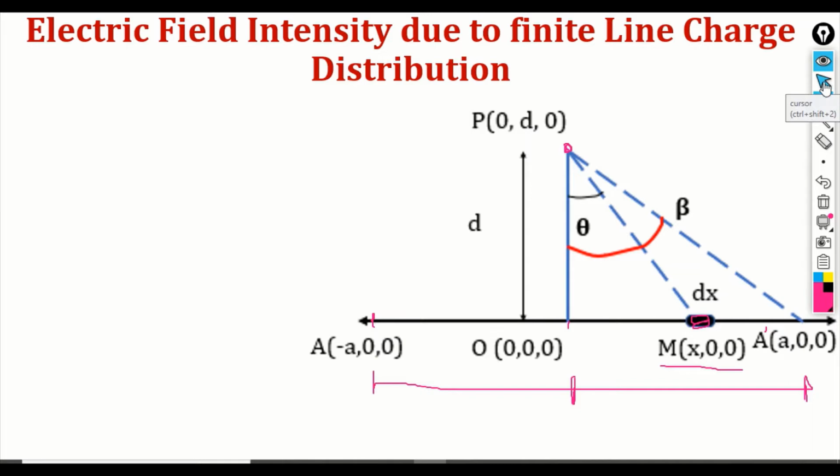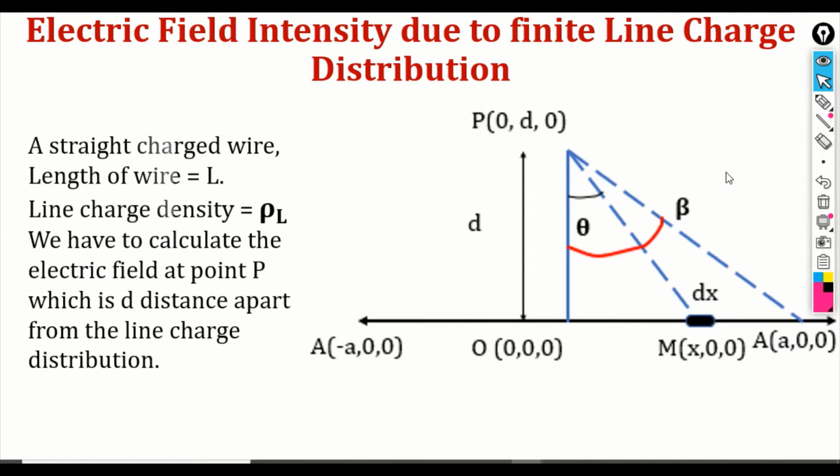So we are supposed to now calculate the electric field intensity which is experienced by a point P with coordinates (0, d, 0). As it is lying along the vertical axis, its x component and its z component will become equal to 0. So these are the assumptions. With these assumptions, now let us derive the expression. The straight charge wire total length we are considering is equal to L. We have to calculate the electric field intensity at point P, which is located at a distance of d.